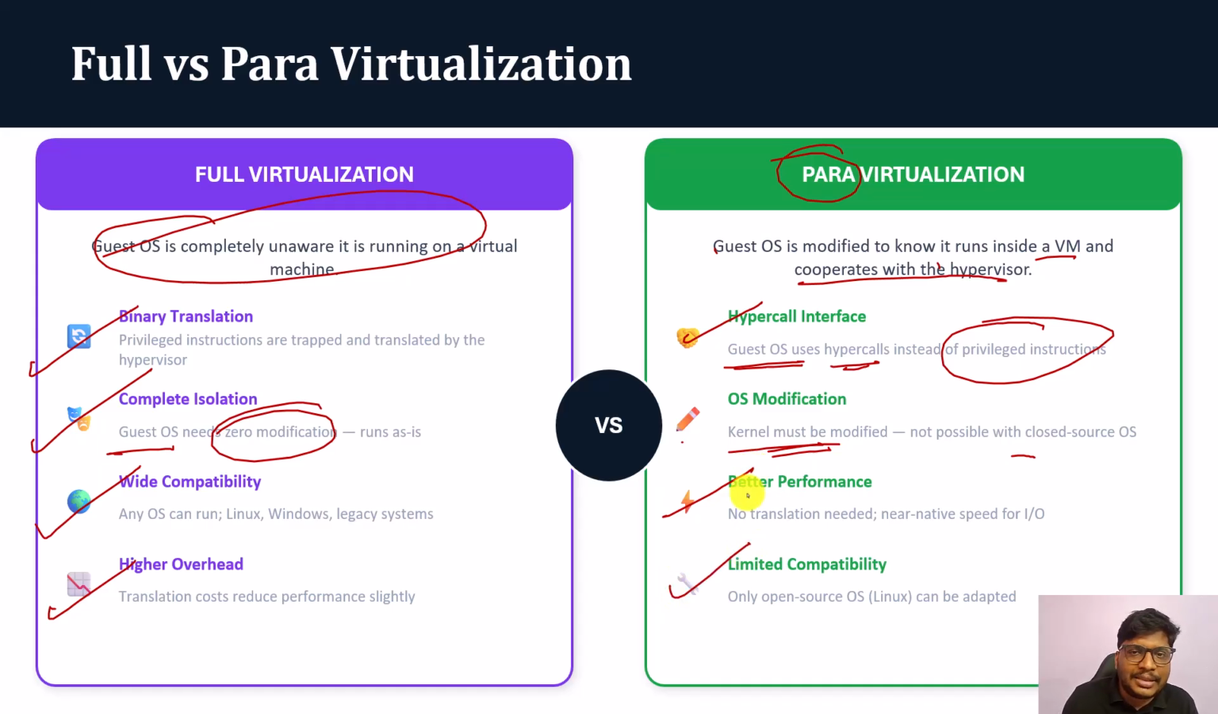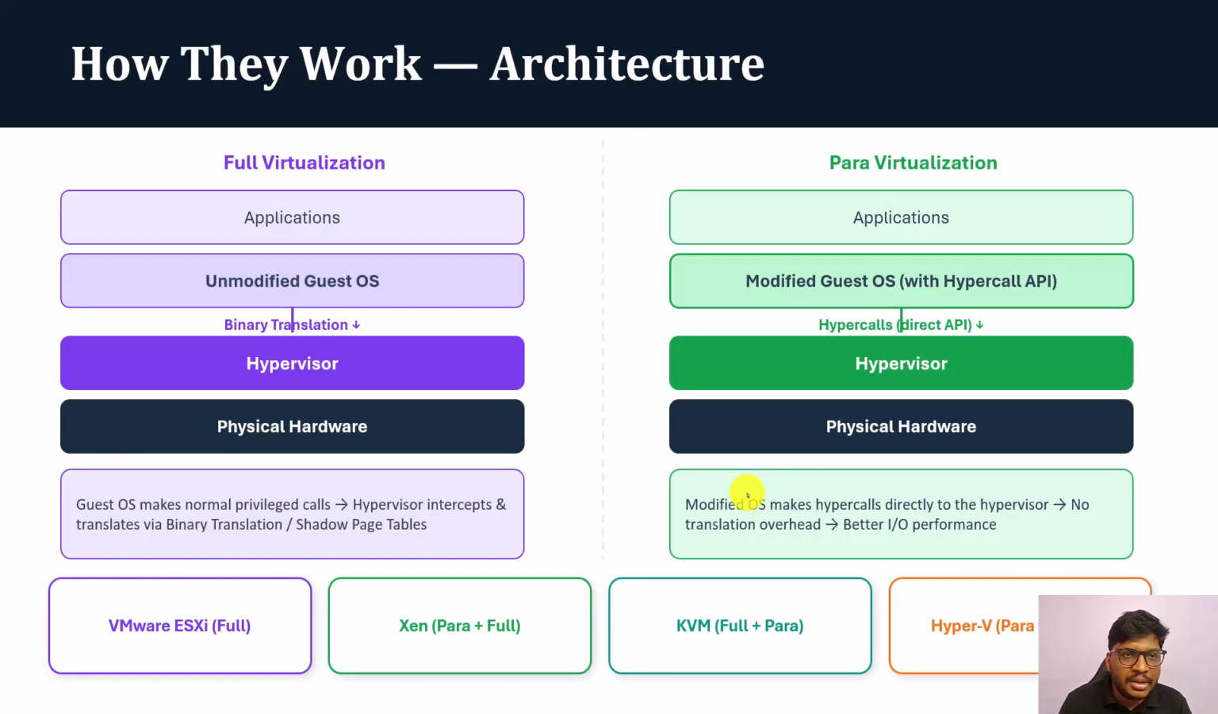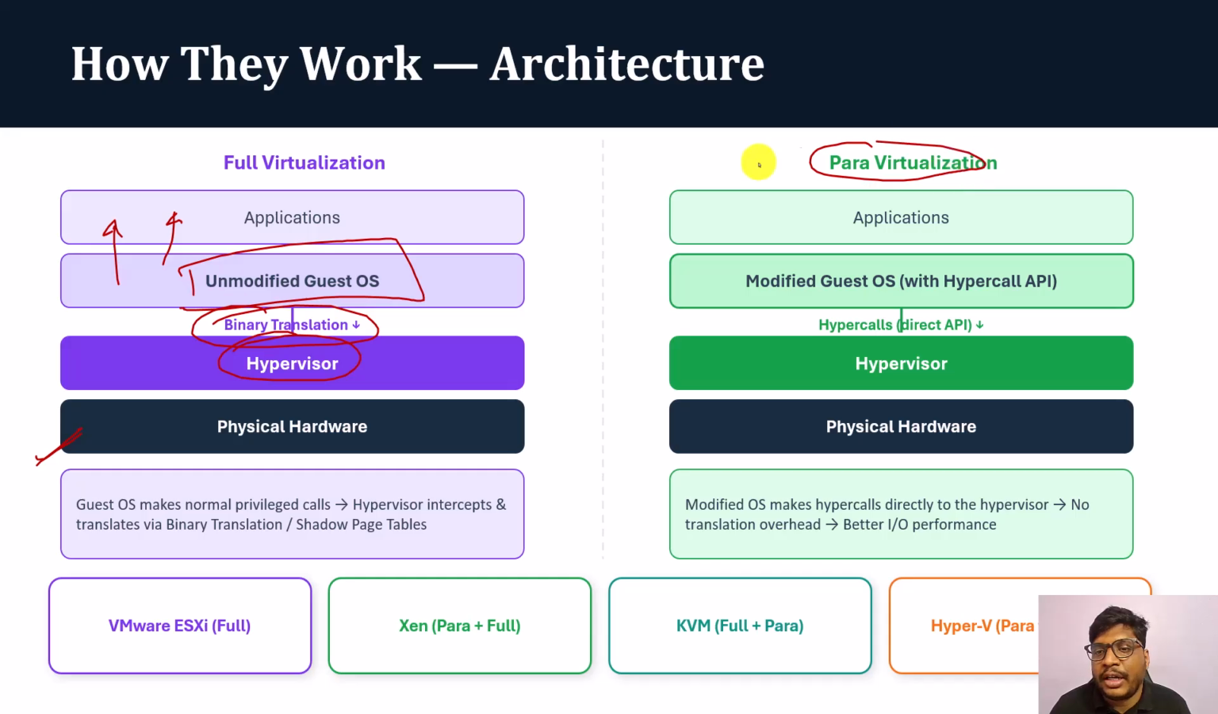Okay. I hope you understand the difference between full and para virtualization. This slide is very important. You can just note down these important points. That's it. Now, how do they work? Let's look at the architecture. Here we have the physical hardware, then we install the hypervisor, and here you can see the unmodified guest operating system. Here we have binary translation, and here we have applications, for example virtual machines 1, 2, 3, like that. In the case of para virtualization, what happens?